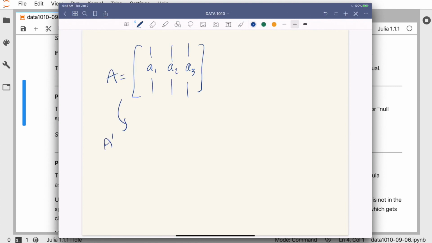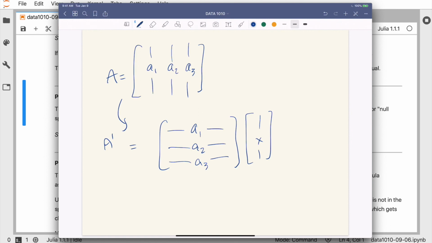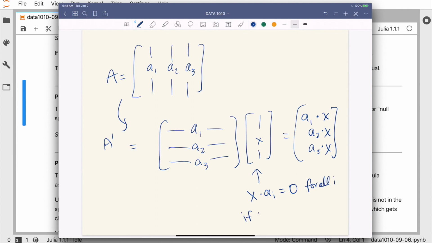You can transpose A so that you turn these columns into rows. And you can think about multiplying this matrix by some vector x. And the result by the product formula is going to be the dot products of the rows with this vector x. And these are all going to be 0 if and only if x is orthogonal to every column, if and only if x is in the null space of A transpose.